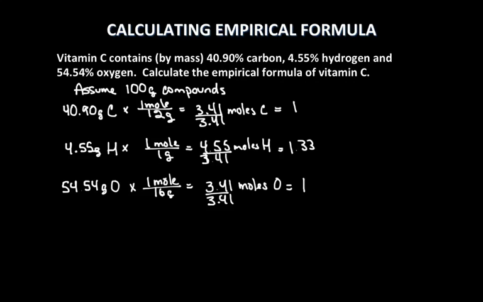Now, we don't quite have the lowest whole number ratio of all the elements in the compound because we've got this fraction, the 1.33, which is a third. So what we're going to do is just multiply all of these numbers by 3, and that will give us the whole number ratios for all those elements in the compound. So we have 3 moles of carbon, 4 moles of hydrogen, and 3 moles of oxygen. So the empirical formula is C3H4O3.